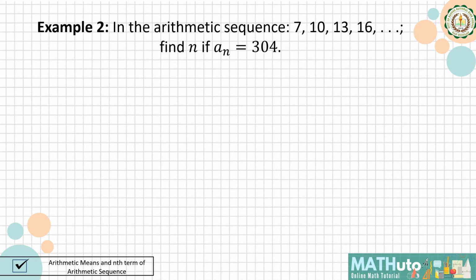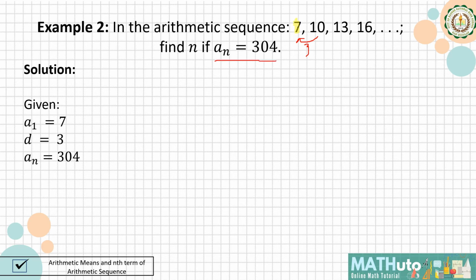Next example, in the arithmetic sequence 7, 10, 13, 16, find n if a sub n is equal to 304. For this problem, we are looking for the position of 304, which is denoted by n. Given, we have the first term a sub 1 is equal to 7. The common difference is obtained by subtracting the first term from the second term. 10 minus 7 is 3. And our a sub n is 304.